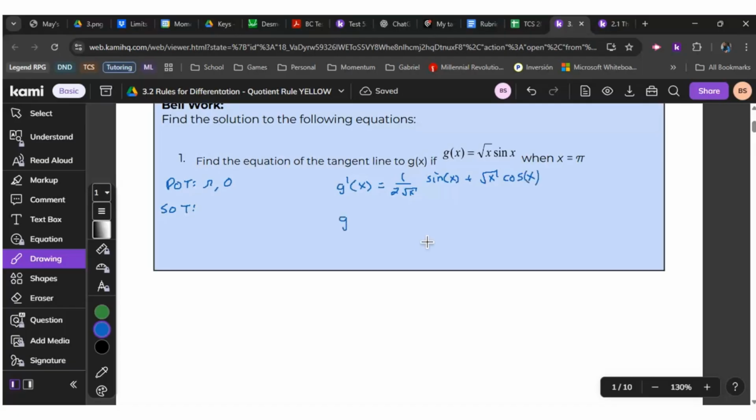All right, good. Now we've got to find g prime of pi. Well, what's sine of pi again? 0. What's 0 divided by anything? Perfect. Square root of pi. What's cosine of pi? -1. Nice. So g prime of pi is negative square root pi.